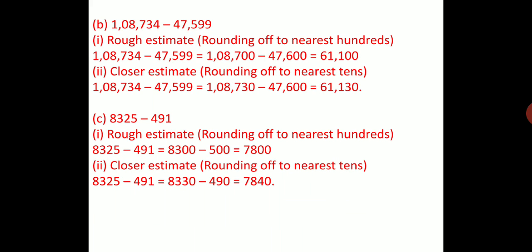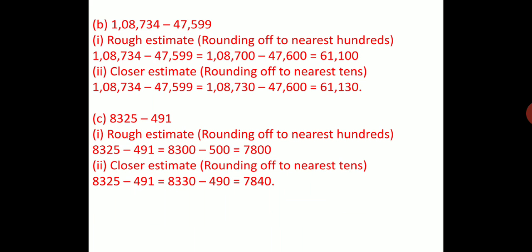B part, it is 1,08,734 minus 47,599. Now we are first doing the rough estimate to the nearest 100. For 734, the nearest 100 is 700. So 1,08,700. Now what is the nearest 100 to 599? It is 600. So 47,600. Now if we do subtraction from the big number to the small number, you can see the answer comes 61,100.